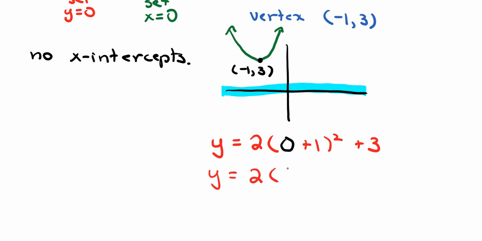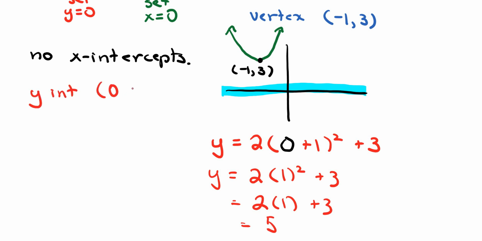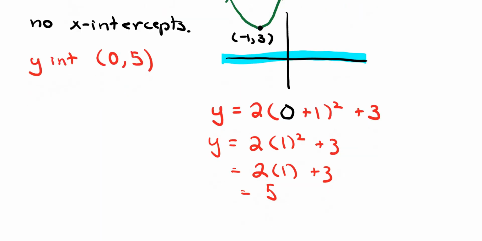Okay, what's 0 plus 1? It's just 1. 1 squared is 1. 2 times 1 is 2, plus 3 is 5. So the y-intercept is (0, 5). And that's it for that question. Let's move on to another one.